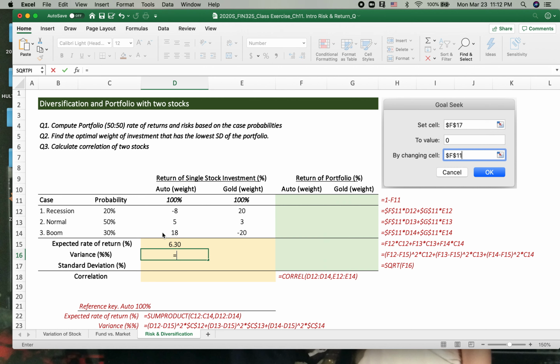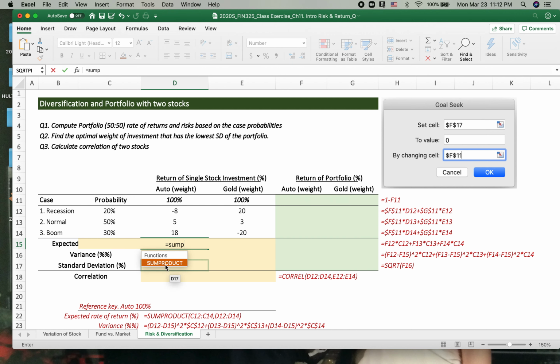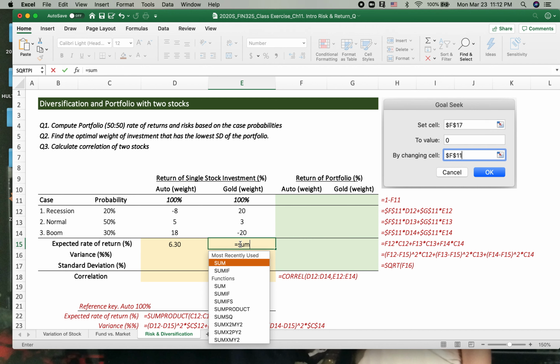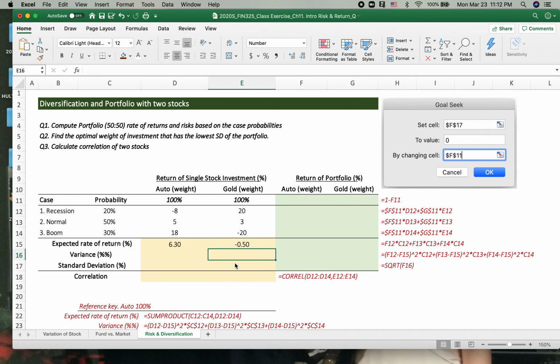But a much simpler function is the sum product. Just you can use sum product. Then the probability and another array is the rate of return. So we got the result. In the same way, sum product of gold stock is the probability and the gold. So sum product. Okay. So the negative is 0.5%.